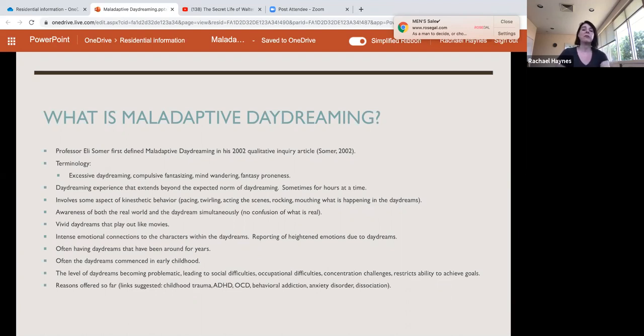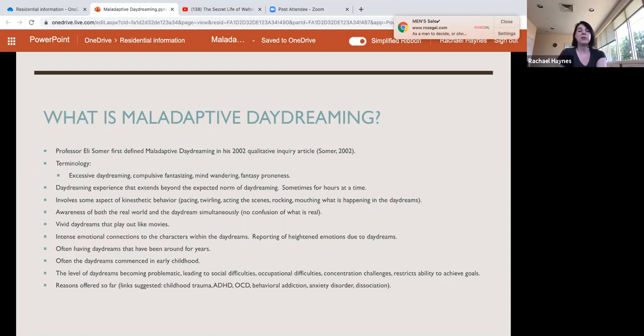And often the daydreams have been around for many, many years, linked to early childhood, and that's when they may have commenced as well. So this is taking a long time, and it's taken up a lot of time, and it started really early in life. Now, the level of daydreams becomes problematic. This is the maladaptive nature of the daydreams, when it leads to difficulties in social situations. So people who daydream a lot may not have many social skills, for instance, because in the real world, they might have really extensive social skills in their daydream worlds. And they might have occupational difficulties because they cannot concentrate due to the level of daydreaming. It might have restricted them from achieving their academic goals. People who are students often report that they struggle to achieve their study goals as well.